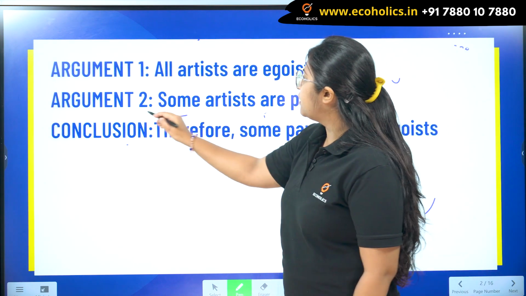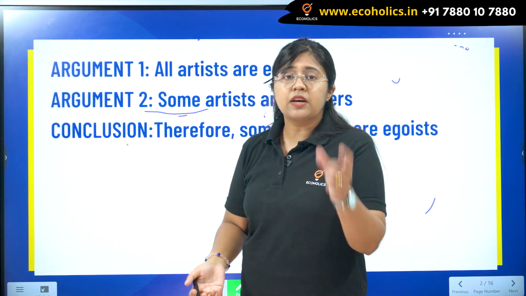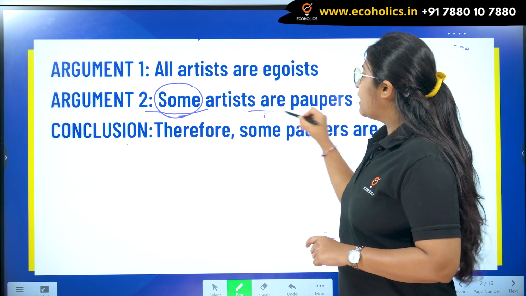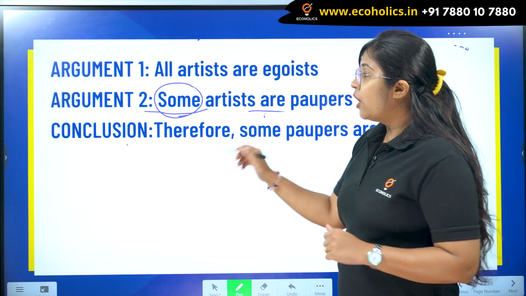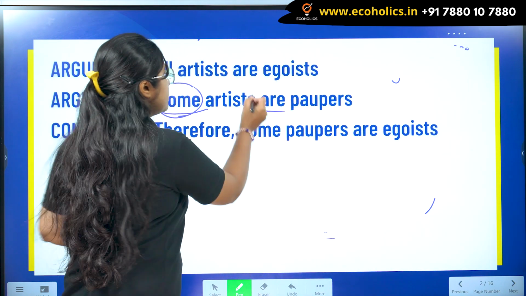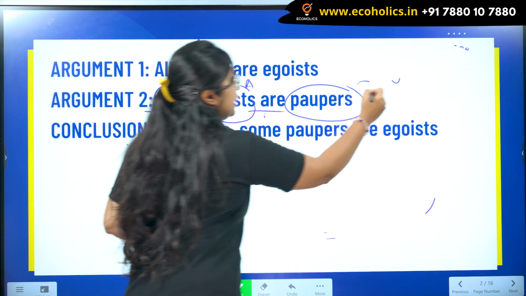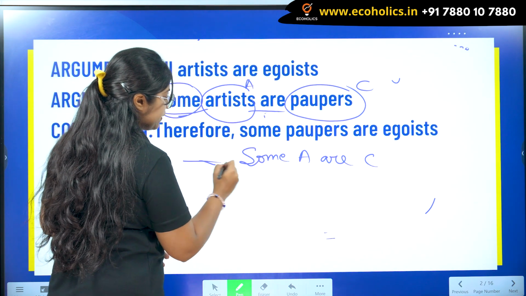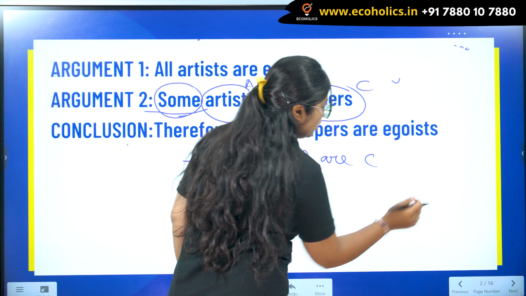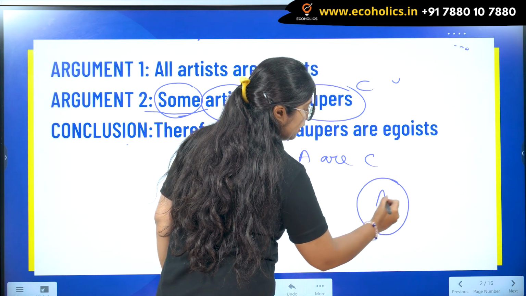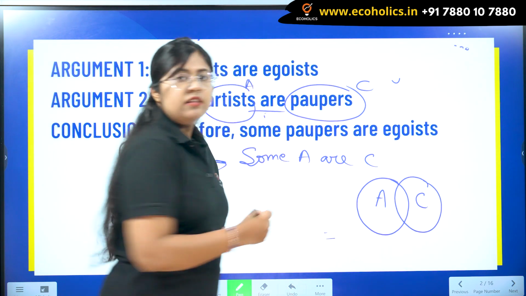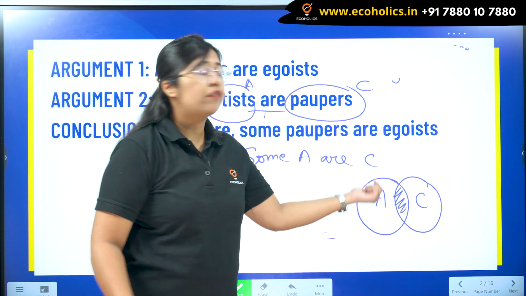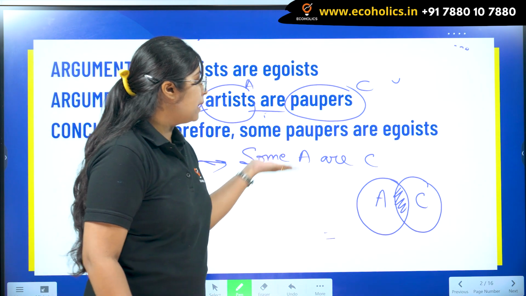Now, when we talk about the second statement, some artists are paupers, it's a particular affirmative statement, which means the quantifier over here is some. However, it's an affirmative statement, a positive statement. So how will you draw the Venn diagram for some A are C? If you have such an argument, you can draw this is A, and some A are C. This is how you will draw the Venn diagram. So basically the shaded portion will be that portion of A which is C, right? So we can conclude that some A are C.